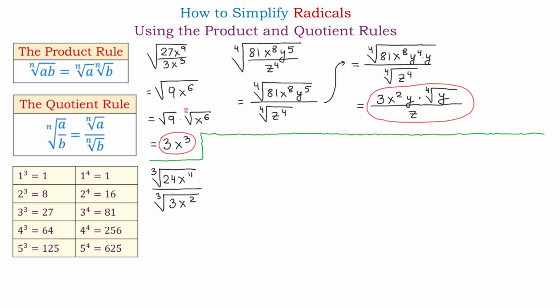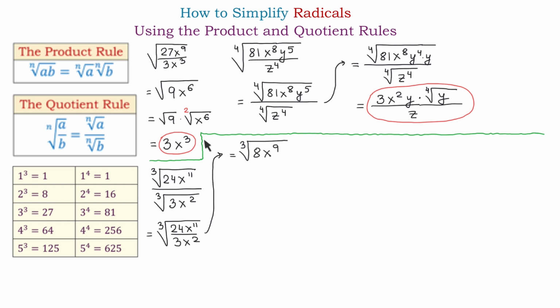With the first method, I will apply the quotient rule in reverse. This way, we will have the third root of 24 x to the 11th power over 3 x squared. And now we can simplify the fraction. 24 divided by 3 will be 8, and x to the 11th power over x to the second power will be x to the 9th power. So now we will have the cube root of 8x to the 9th power.